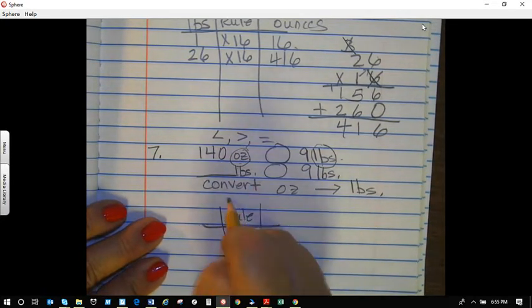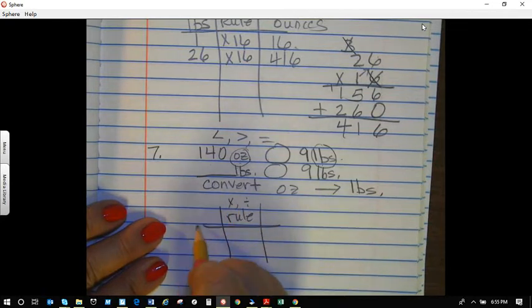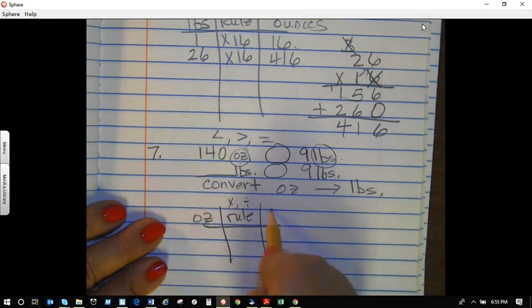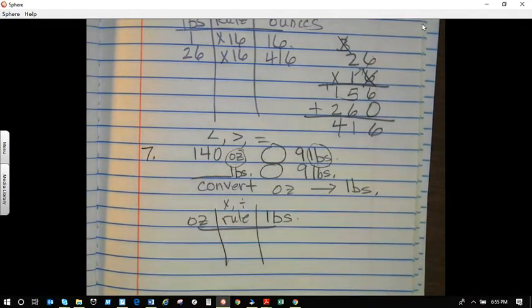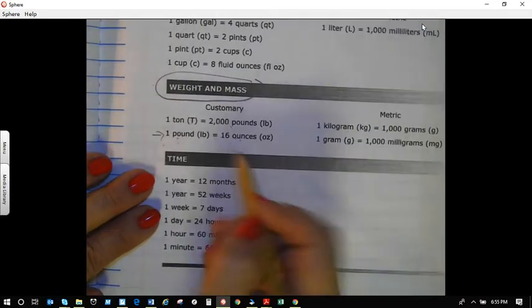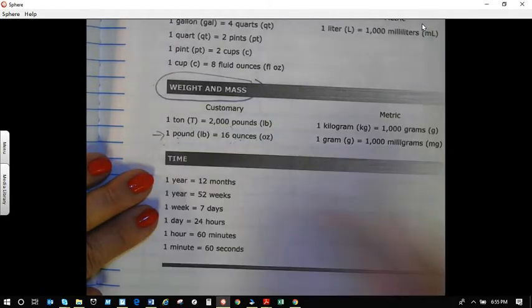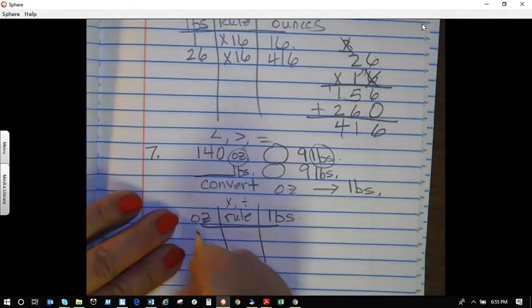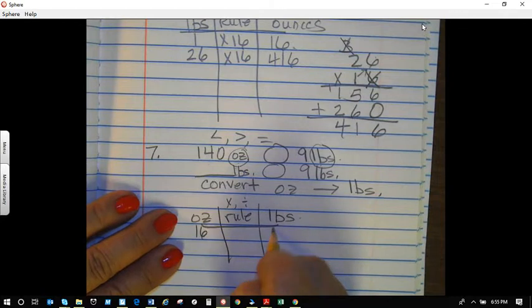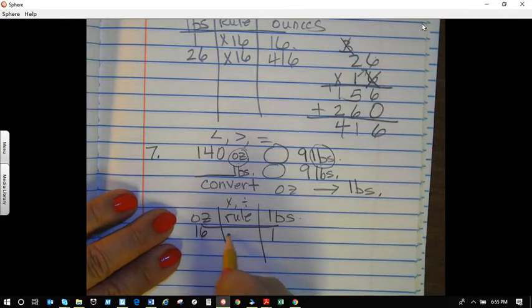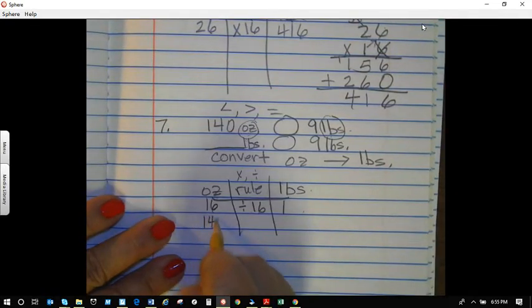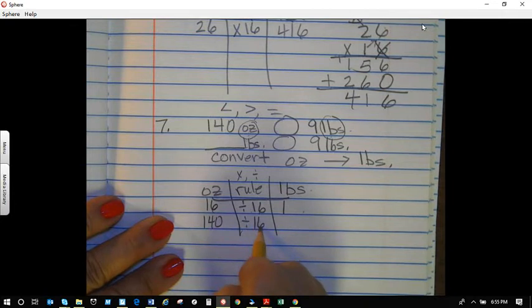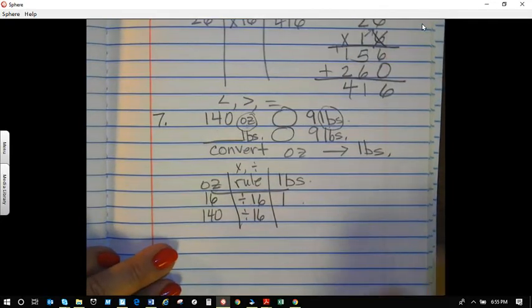Follow the same process. My rule, so I have ounces and I have pounds. I already know, looking at my conversion chart, that 1 pound is equal to 16 ounces. So here I'm going to have 16 ounces equal to 1 pound. 16 goes in, comes out as 1. I know that 16 divided by 16 equals 1. So now what's 140 divided by 16? So what would that be?